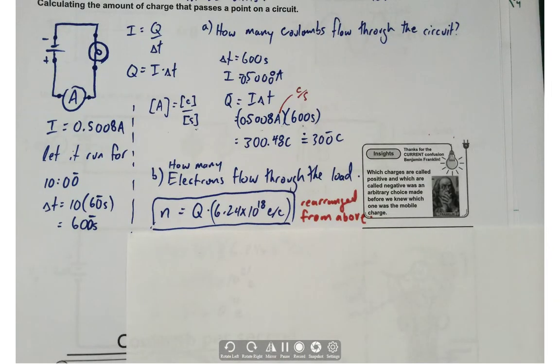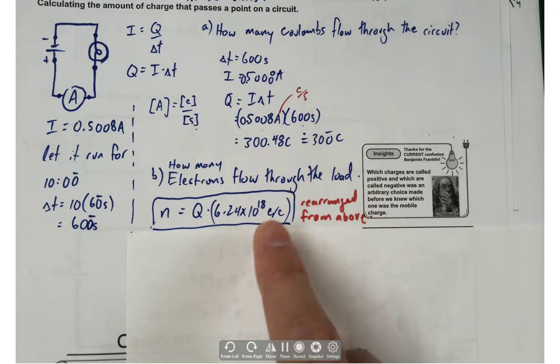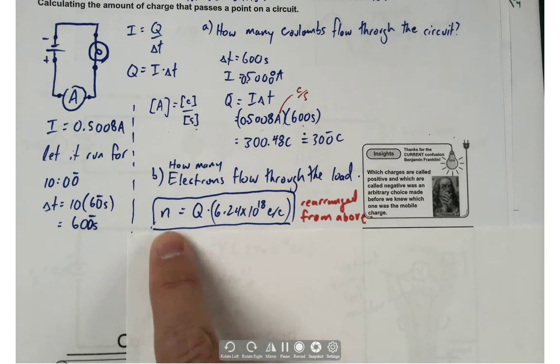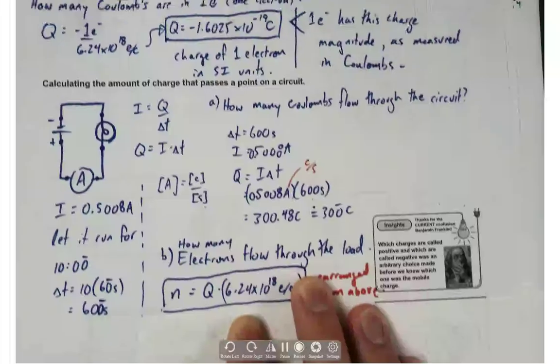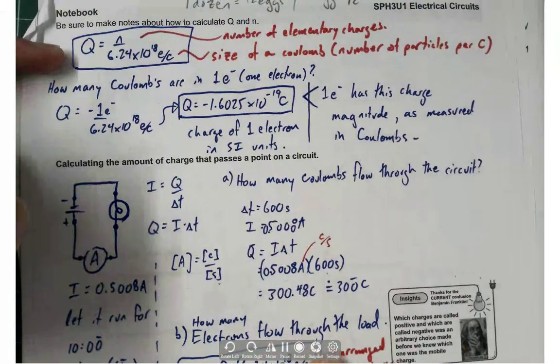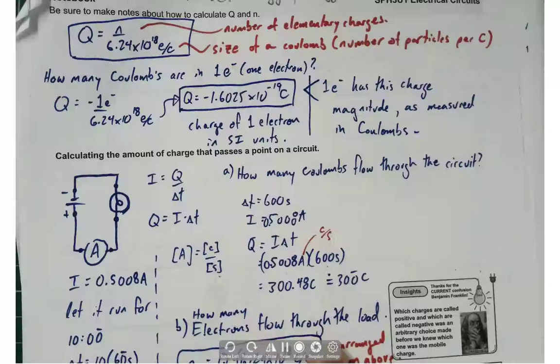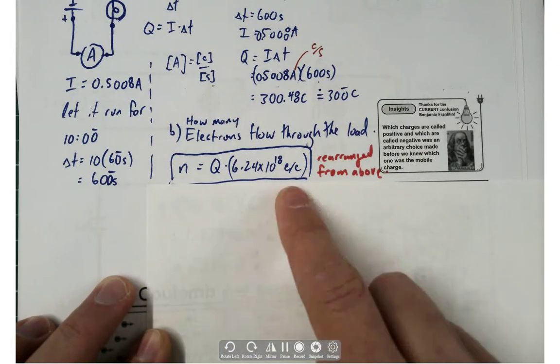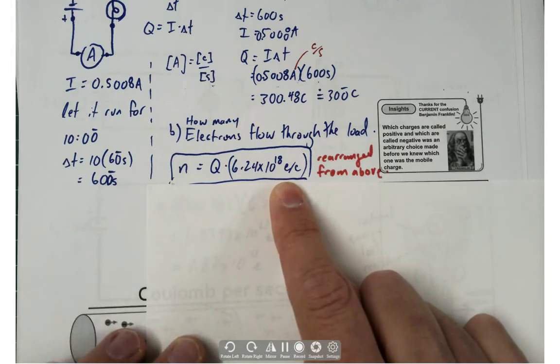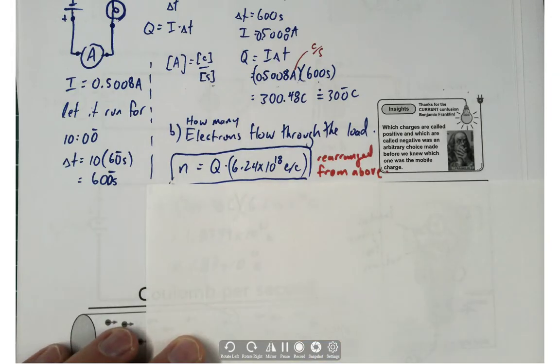So we got this follow-up question: how many electrons flow through the load? Well, we have this equation, n is equal to q times 6.24 times 10 to the power of 18, which is actually just, or I'll pan up the page a little bit, we're just taking this equation from before and isolating for n. So if we isolate for n, then we end up getting this equation down here: n is equal to q times 6.24 times 10 to the power of 18 electrons per coulomb. Then we can sub in our values.